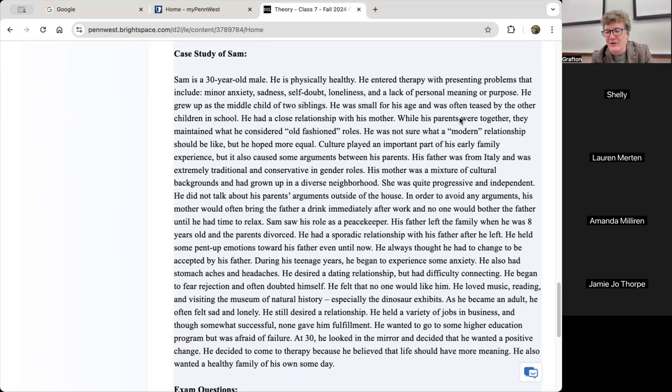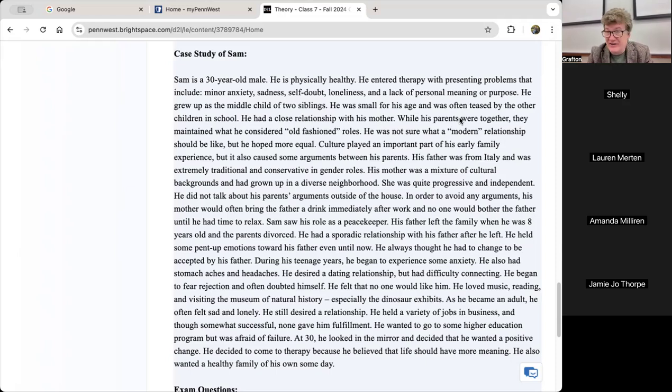At 30, he looked in the mirror and decided he wanted a positive change in his life. He decided to come to therapy because he believed that life should have more meaning. He also wanted a healthy family of his own someday. So there's your two domains. You've got relationship and career, two areas in his life that he'd like to improve in some way.